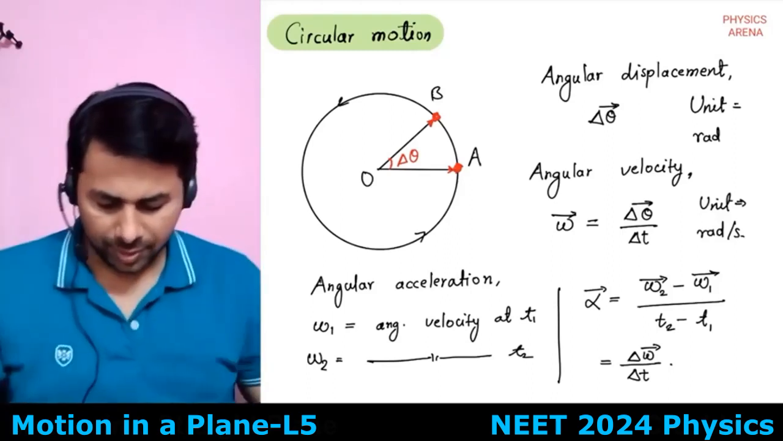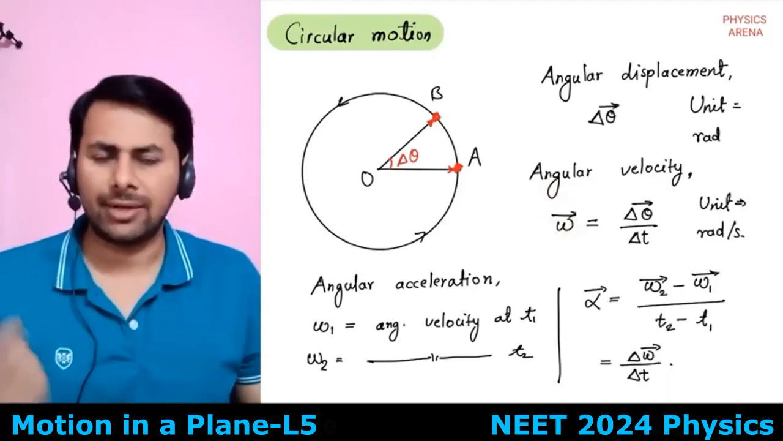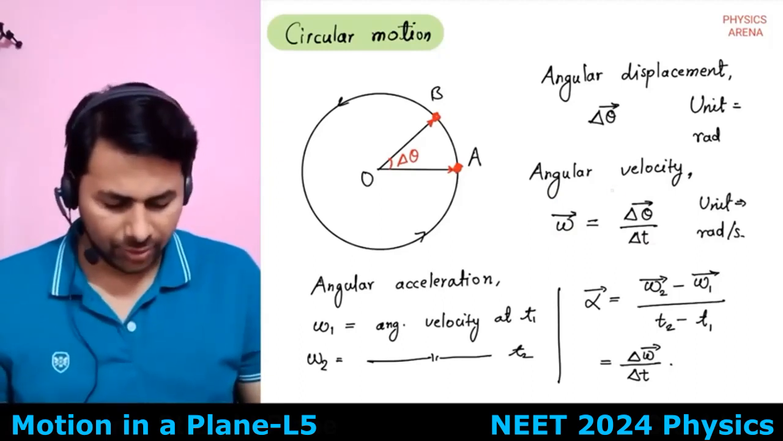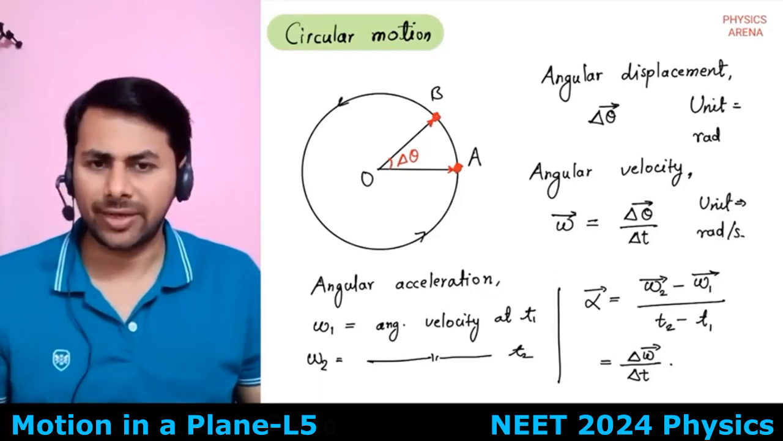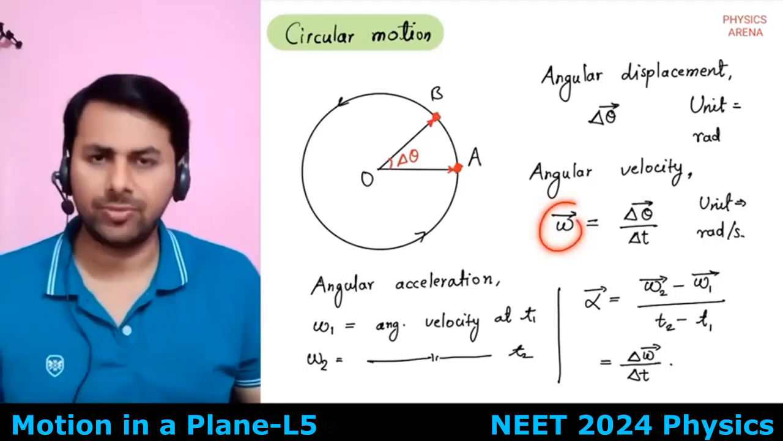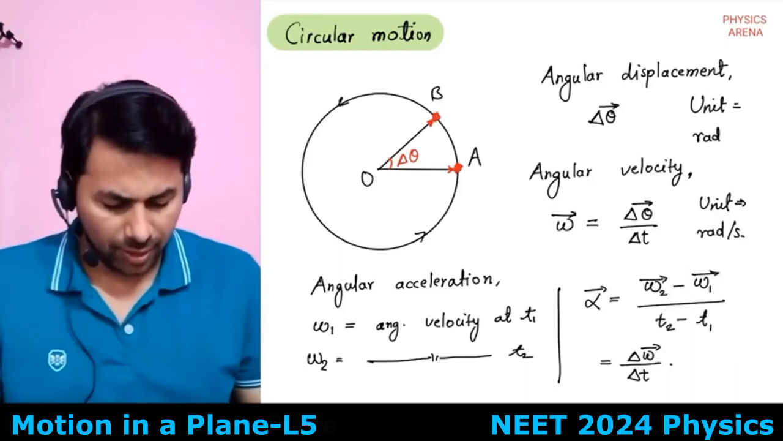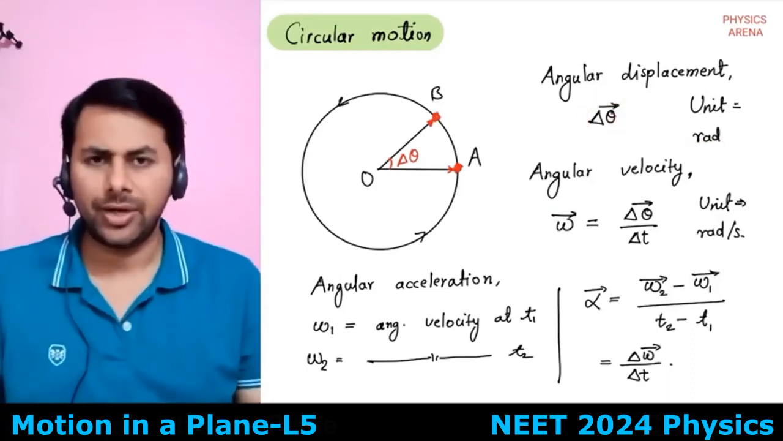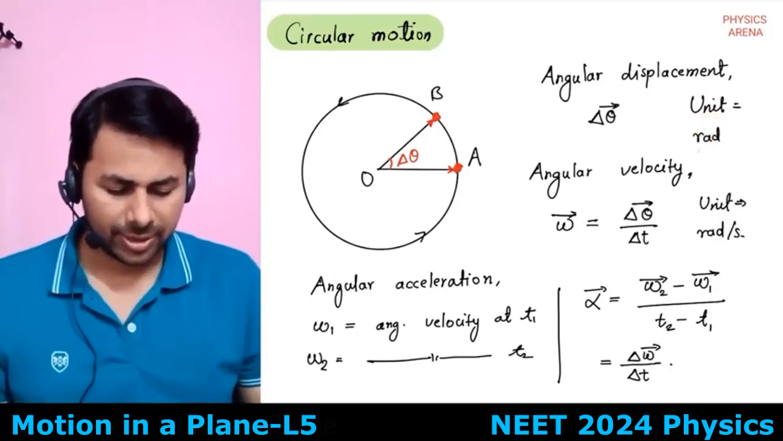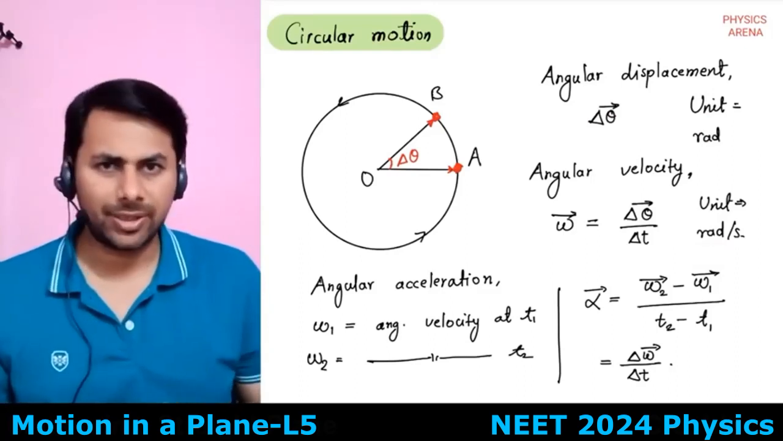Then next is angular velocity. Angular velocity is just angular displacement divided by time. So delta theta divided by delta t, and its direction will also be that of the angular displacement. The SI unit of angle is radian, so the unit of angular displacement is radian, and the unit of angular velocity would be radian per second.